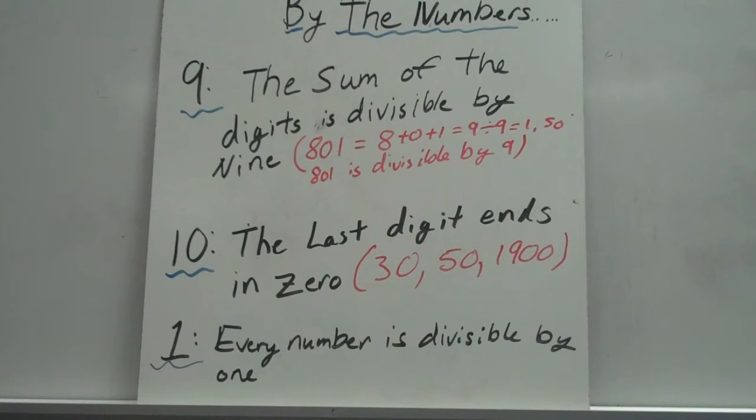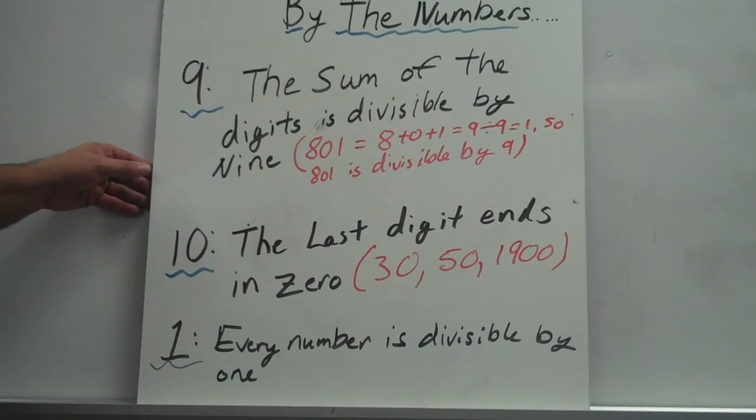We have the number 10, and the only way that a number is divisible by 10 is if the last digit in the number is a 0. So I have the examples of 30 and 50 and 1,900. And I wanted to add this, I'm sure all of you know this, but with the number 1, every number is divisible by 1. Just wanted to remind you of that. Alright, let's look at some examples.